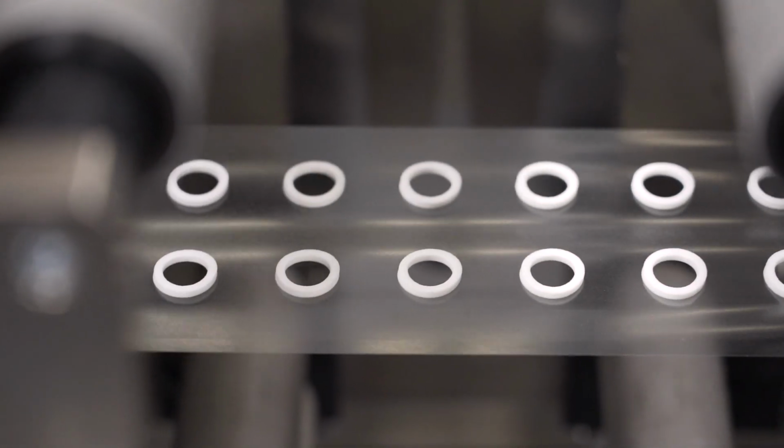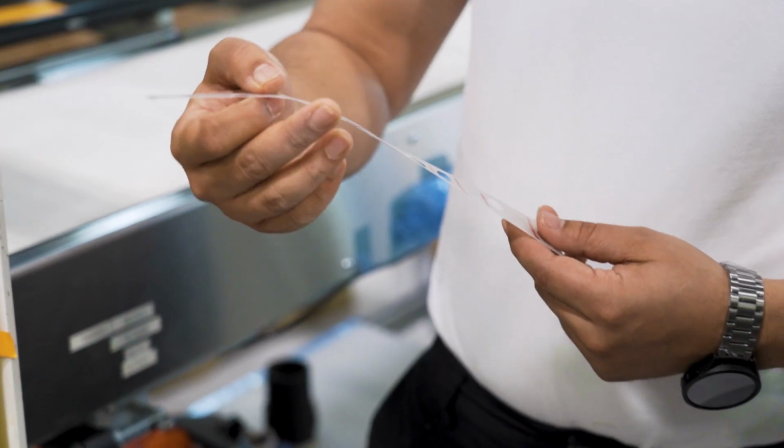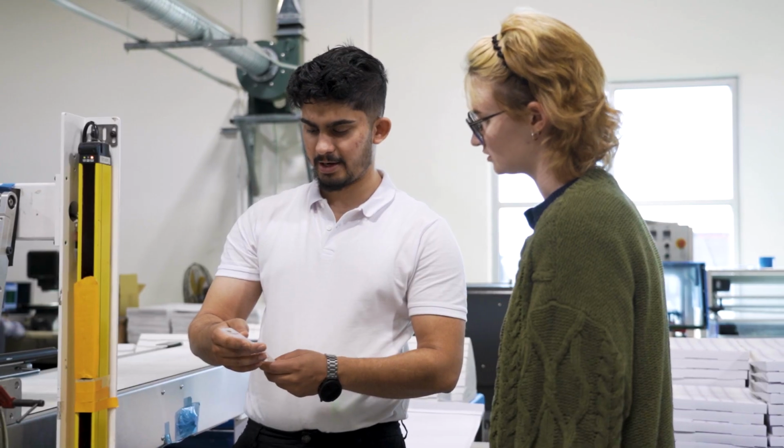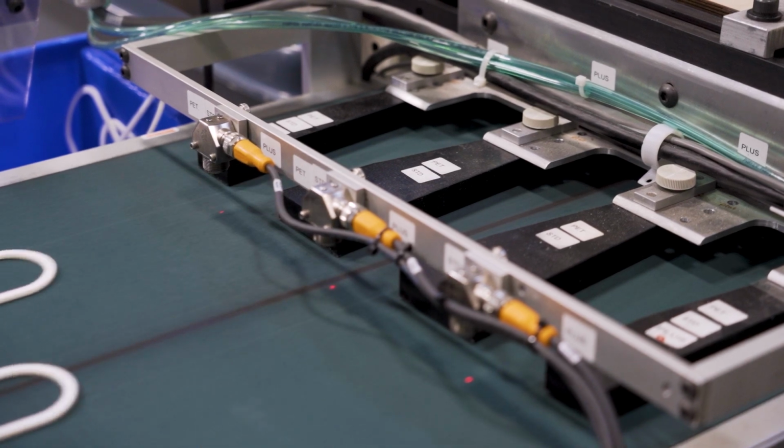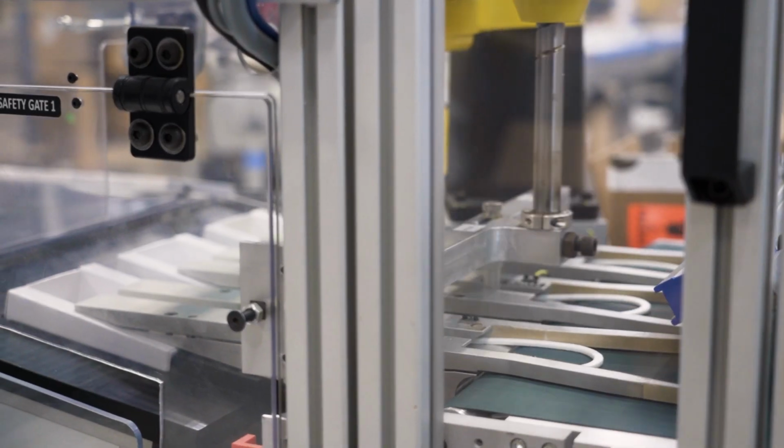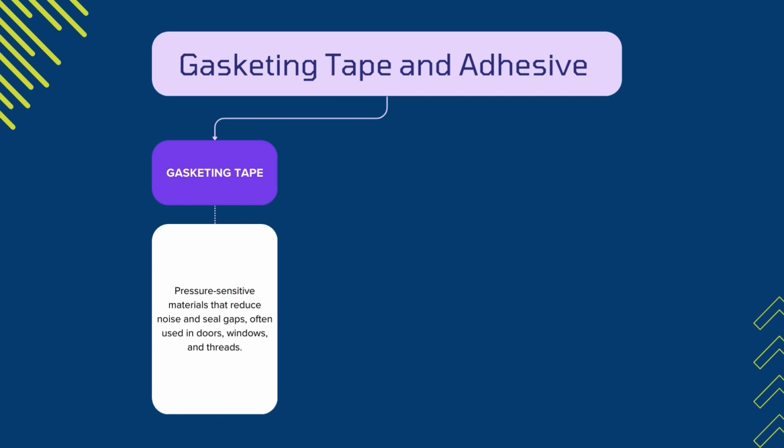Each type of gasketing material will have slightly different properties, with some offering resilience against specific forces and others providing durability and flexibility for tight seals. In addition, some applications may present unique engineering challenges requiring custom gaskets. So let's take a look at the gasketing materials that we have seen work for different applications. First is gasketing tape and adhesive. Pressure-sensitive materials that reduce noise and seal gaps, often used in doors, windows, and threads.